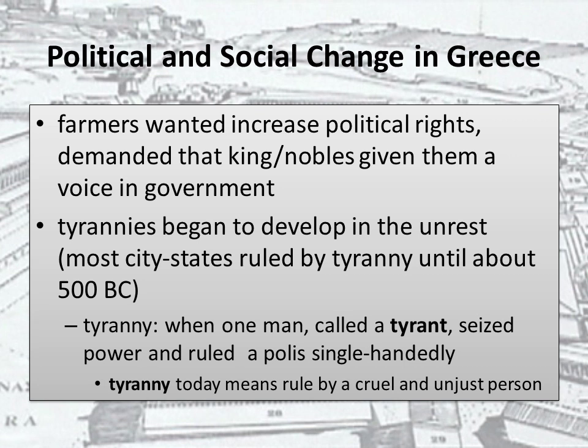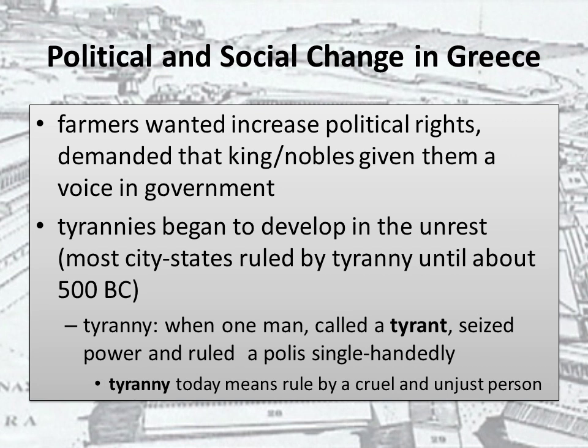The farmers wanted a voice in government, and when the kings and nobles weren't giving in, the farmers became very unhappy and started causing a lot of unrest. This unrest led to the creation of tyrannies. And tyrannies are a form of government when one man, called a tyrant, seized power and ruled a polis single-handedly. Now, most city-states in ancient Greece were ruled by tyranny until about 500 BC.